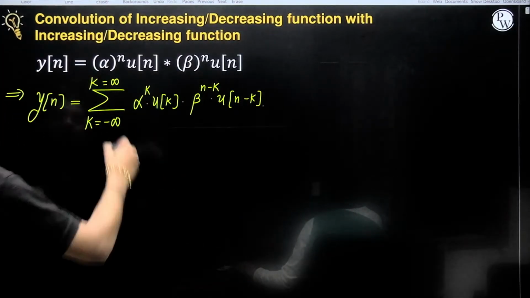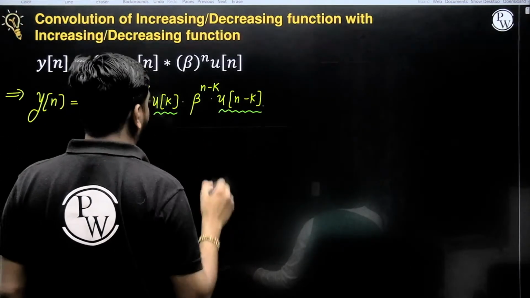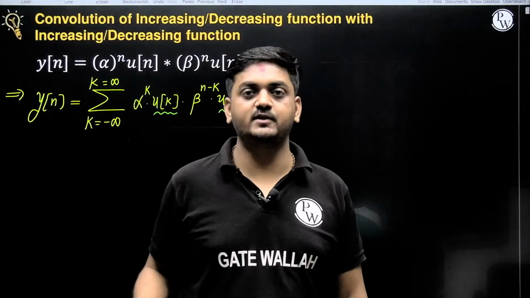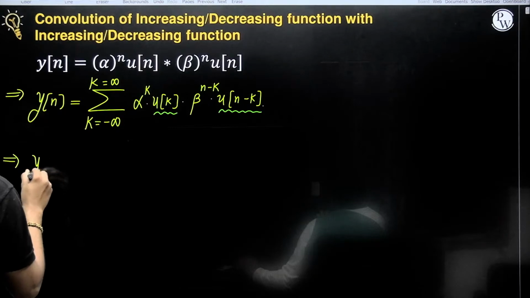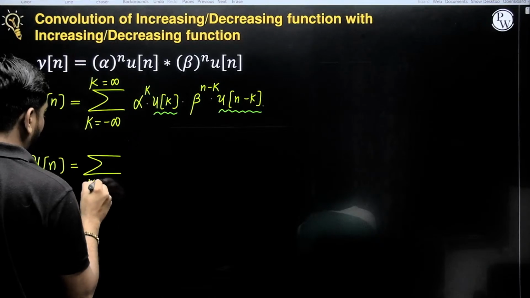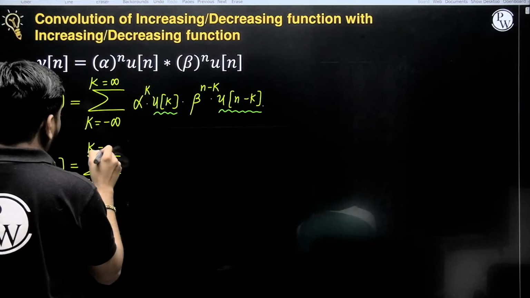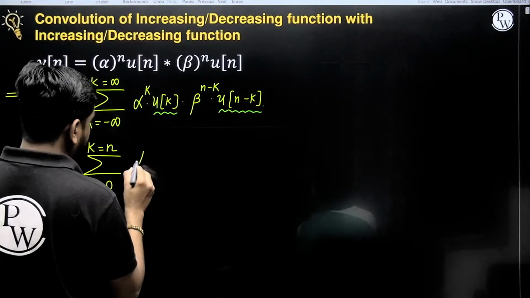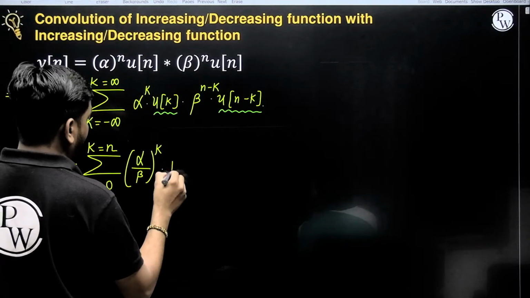Now u of k into u of n minus k, again we are replacing with 1, then the limit of summation will be 0 to n only. Here y of n is summation k is 0 to n, alpha power k and beta power n minus k. So we can write like this, alpha upon beta power k into beta power n.